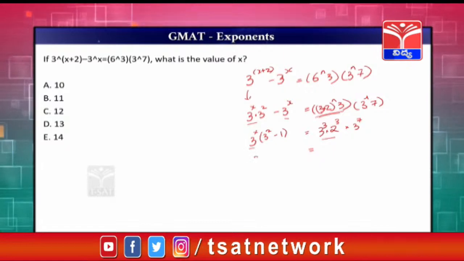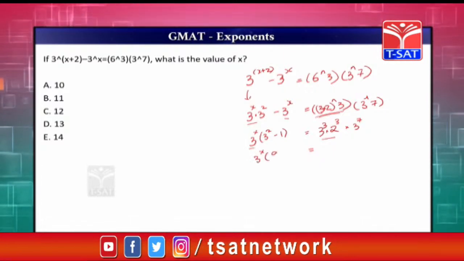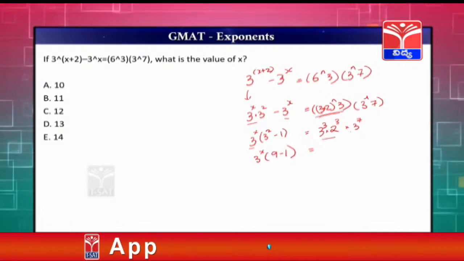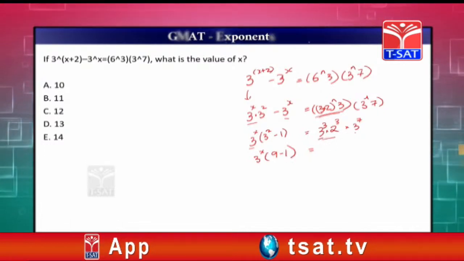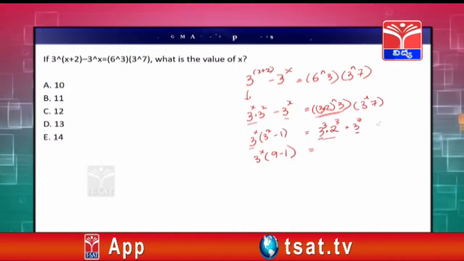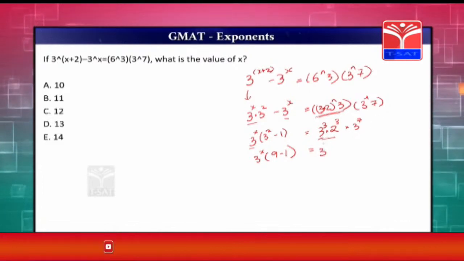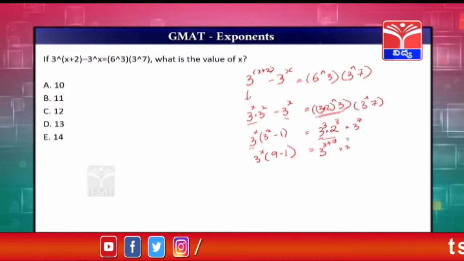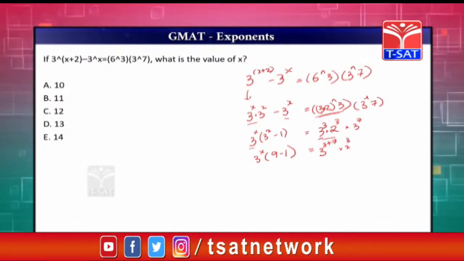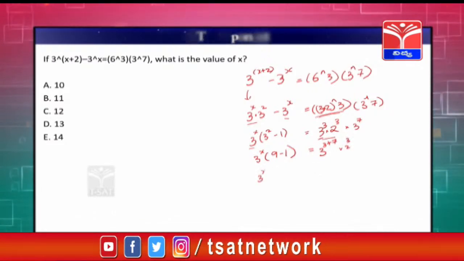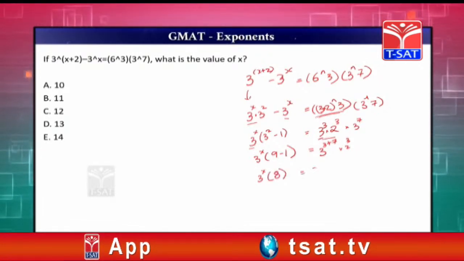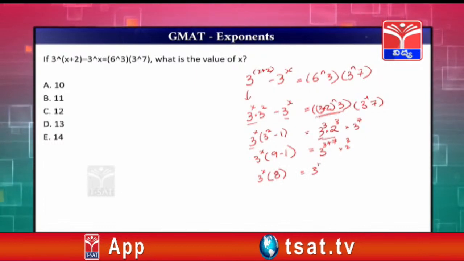So, here you are left with 3 to the power of x into 3 square, which is nothing but 9, 9 minus 1, and here we can multiply 3 to the power of 3 by 3 to the power of 7, and it turns out to be 3 to the power of 3 plus 7, and your 2 is 2 to the power of 3. So, 3 to the power of x into 9 minus 1, which is nothing but 8, and 3 plus 7 is nothing but 10.